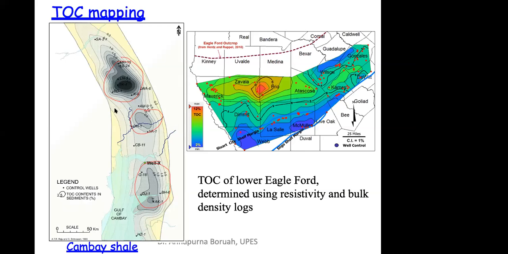Shales present in the gas window zone are capable of generating shale gas in this particular basin. Generally, the upper part of the younger Cambay Shale is prospective for shale oil, and the older Cambay Shale, which is present at the highest depth, especially in the Jambusar Broach zone, is prospective for shale gas exploration. Then on the right side, you can see an example from the Eagle Ford Shale.